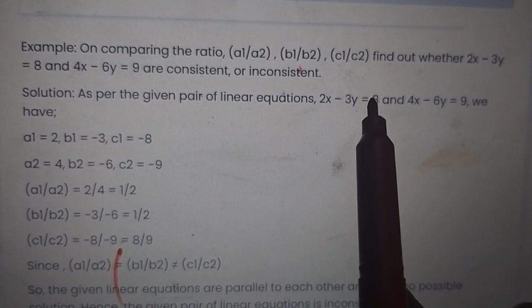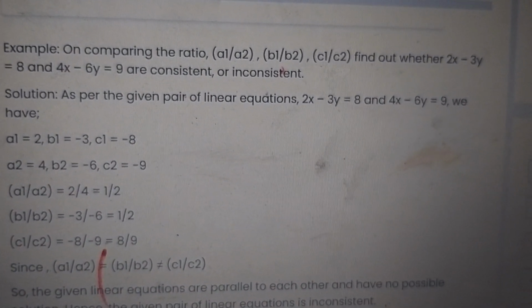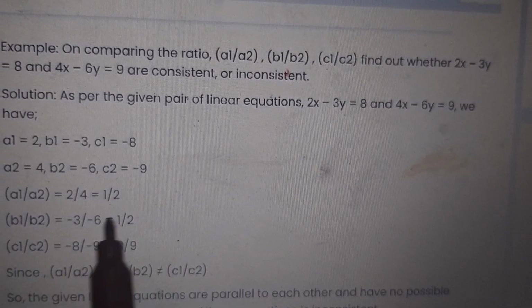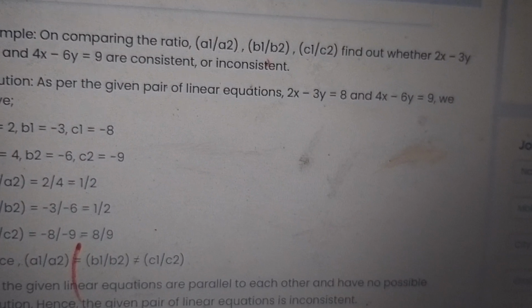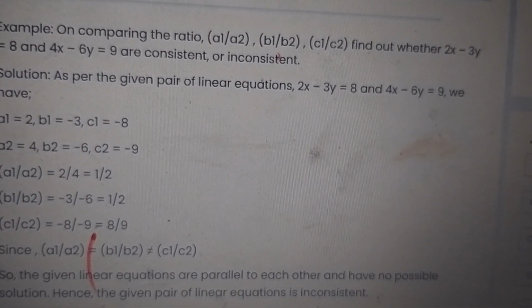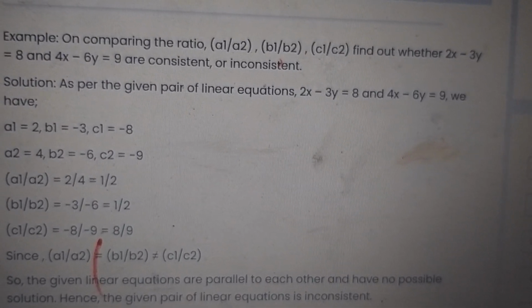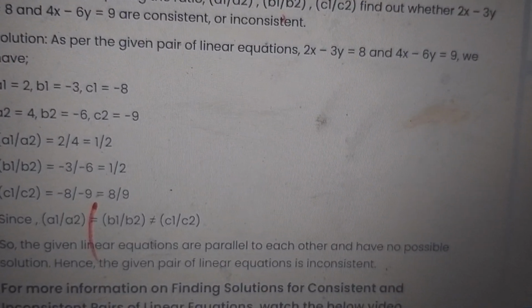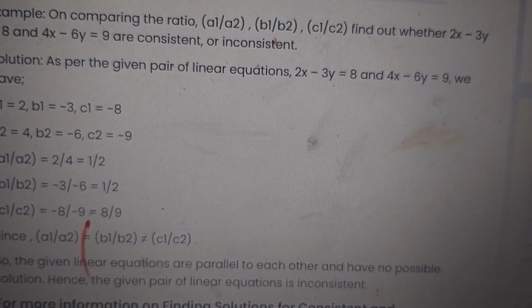Substituting from 2x minus 3y, we get the values. Then for a1 by a2 and b1 by b2, we find they are equal, but c1 by c2 is not equal. So this is the third condition, that is, inconsistent, and hence the given pair has parallel lines and no possible solution. For more practice on inconsistent pairs, we have many examples in our textbook, children.